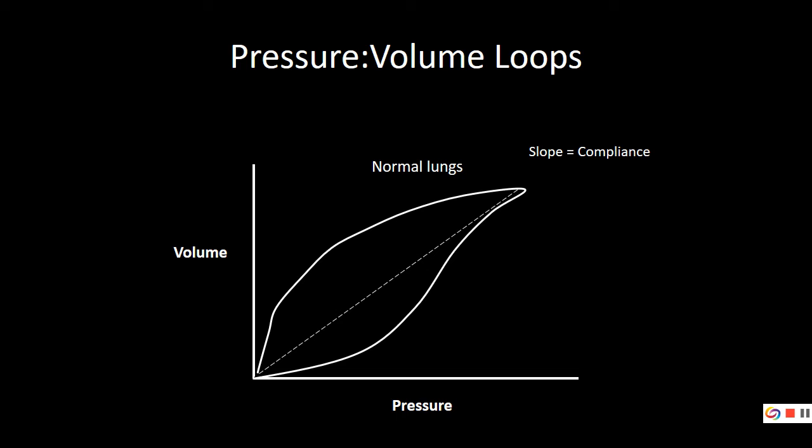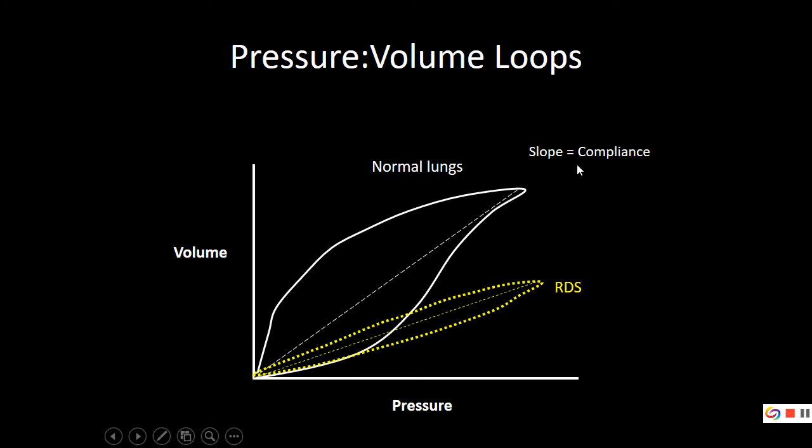So what does that mean on a pressure volume loop? So this is a normal lung inhalation, exhalation. If you took the slope of this breath, the slope is compliance. So the change in volume over the change in pressure, that's compliance. So a baby with RDS is less compliant. So their slope, the change in volume over the change in pressure, is less.